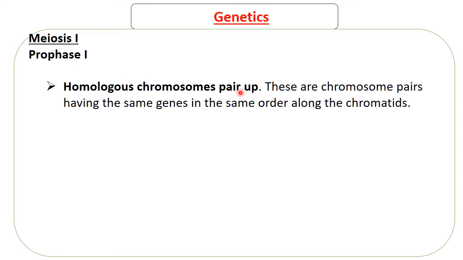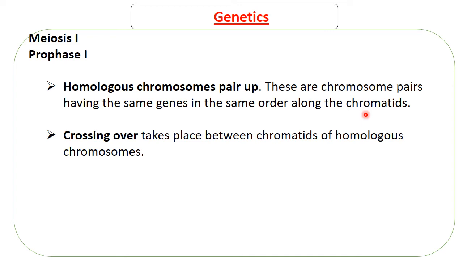What are homologous chromosomes? Homologous chromosomes are chromosome pairs having the same genes in the same order along the chromatids. So there are some chromosomes that have the same locations of genes. Like you get this chromosome and these chromosomes, the types of genes and their locations are just the same. Such chromosomes are called homologous chromosomes. So if two chromosomes are homologous, then they are going to pair up during prophase 1.